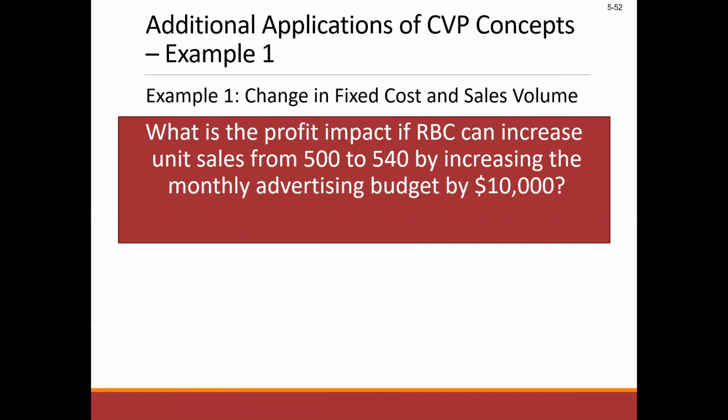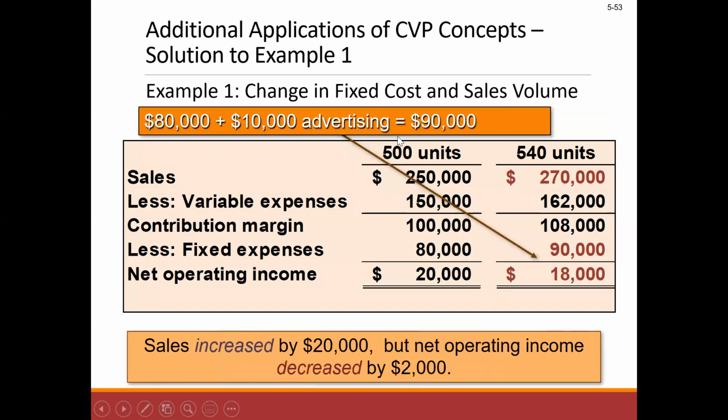What is the profit impact if RBC can increase unit sales up 40, from 500 to 540, by increasing the monthly advertising budget by 10,000? So, I mean, we wish that just sales would come out of nowhere, but there's usually some cause and effect, okay? So we are wanting to up an expense by 10,000, assuming or hoping we will increase our sales by 40 units. Will it benefit us?